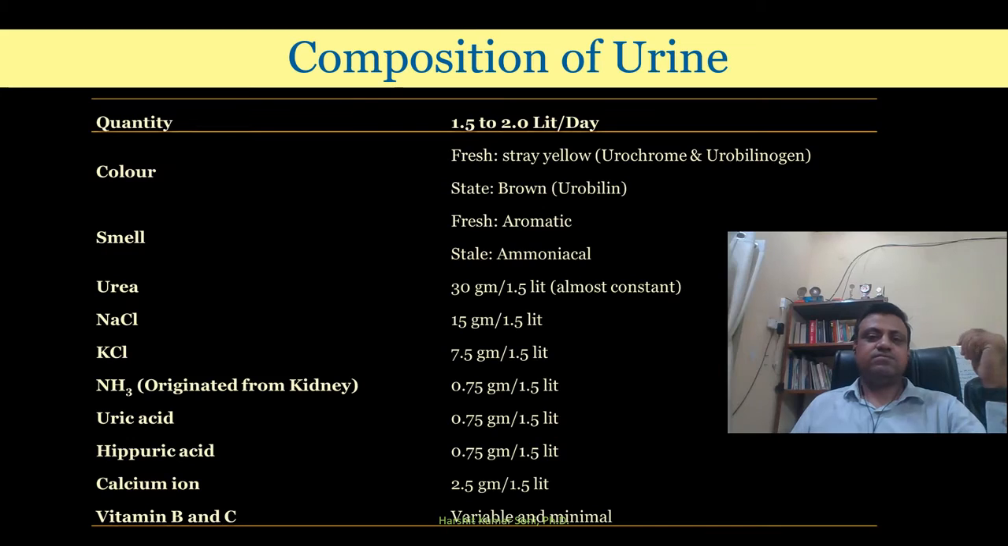Now we will see the composition of urine. So in a day we pass around 1.5 to 2 liters of urine. The color when it is fresh is straw yellow, due to the presence of urochrome and urobilinogen. In a stale state, ठहरी हुई अवस्था, रुकी हुई अवस्था में it turns brown, भूरा हो जाता है, and that brown color is due to urobilin, which is the oxidation product of urobilinogen. The smell of fresh urine is aromatic, while in a stale state it is ammoniacal.